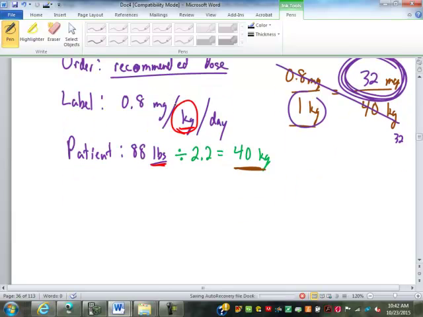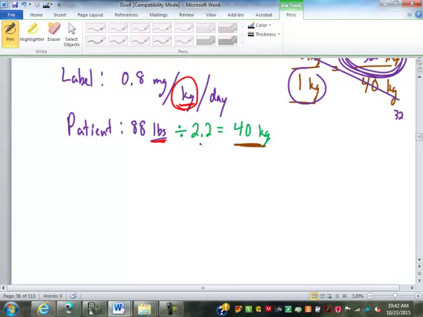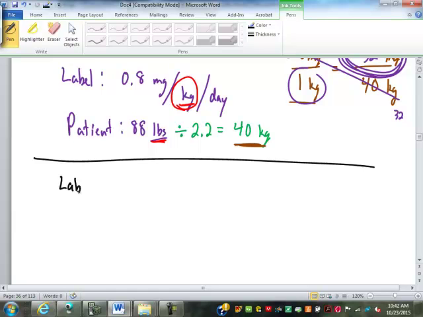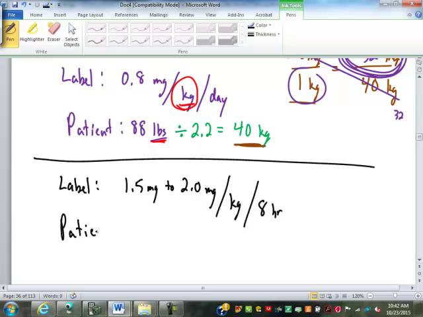And we did a few examples of that to end the class last time. But I want to go the next step. What if, of course, the doctor is still saying recommended dose, so I'm not going to bother writing that. But our label is a little more vague. The label says 1.5 milligrams to 2.0 milligrams per kilogram per 8 hours. And this time our patient coming in the door is 121 pounds.